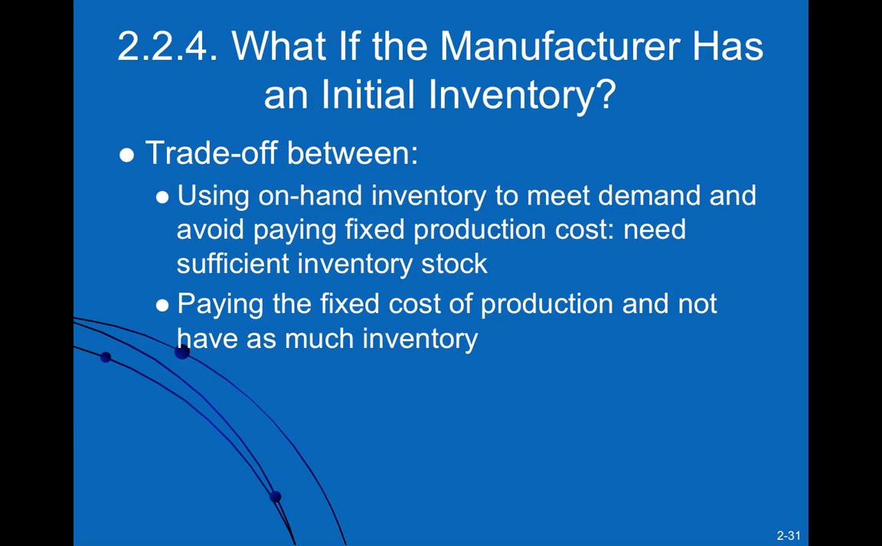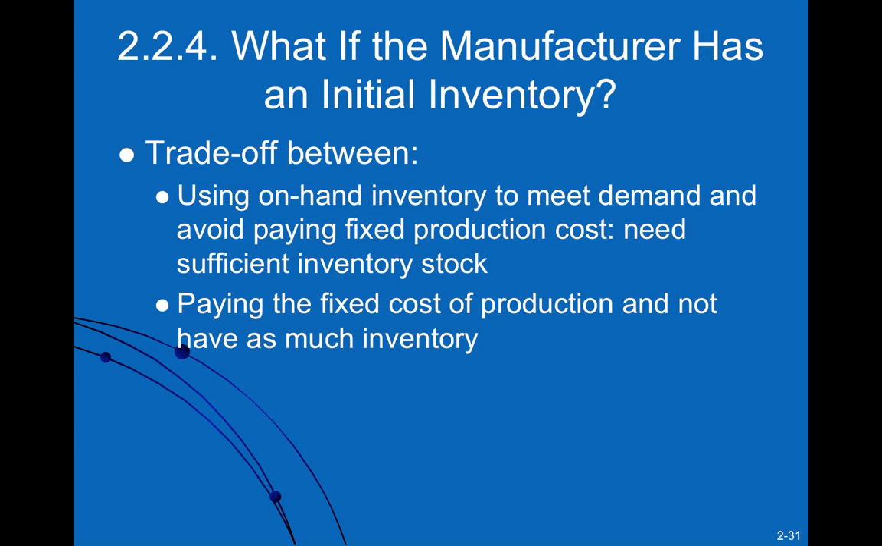And if you use it to offset the demand, then you may have a situation where it's not necessary to actually produce anything more. So you have a trade-off between using the on-hand inventory to meet the demand and avoid paying that fixed production charge. What's really driving this is that fixed production charge.